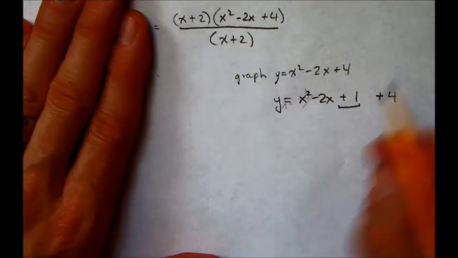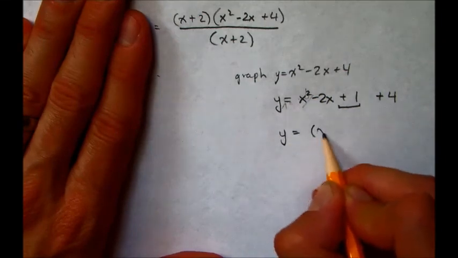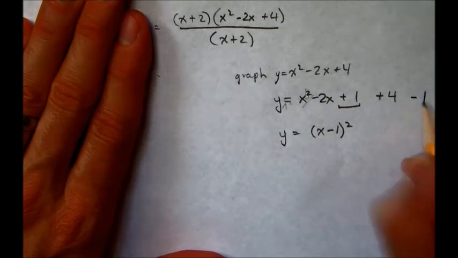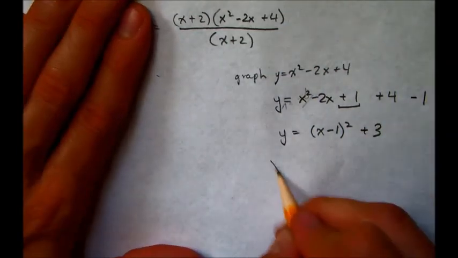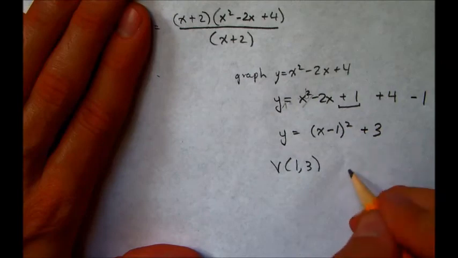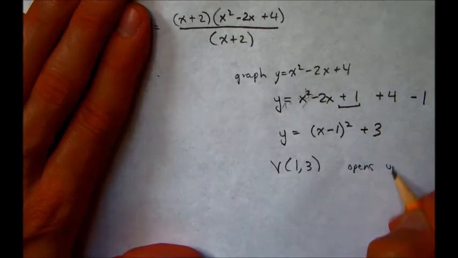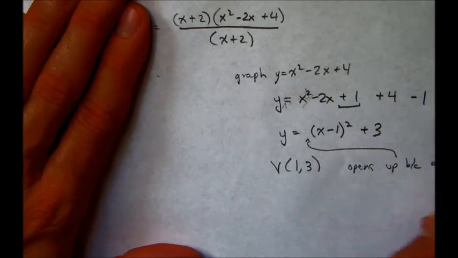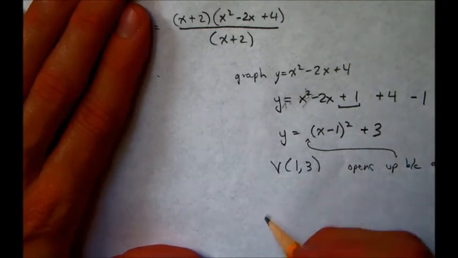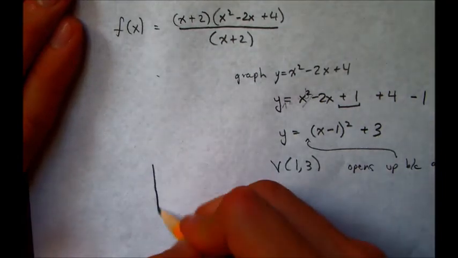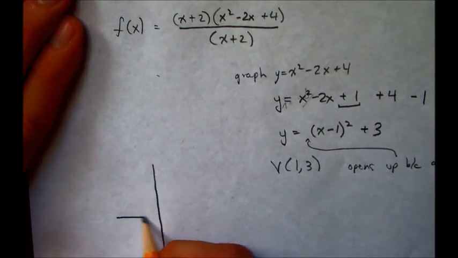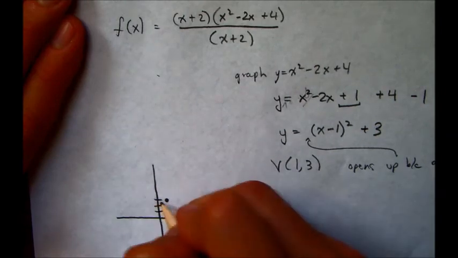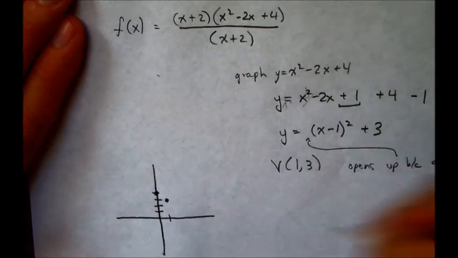Alright, so insert that, and we get y equals x minus 1 squared, we have to take away 1 here, plus 3. So vertex is at 1, 3, opens up, because this is positive, and it's of course a quadratic. So we're dealing with this graph here. 1 and then up 2, 3. It actually passes through 4.